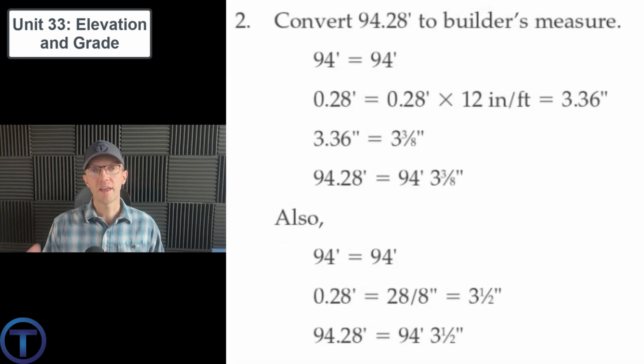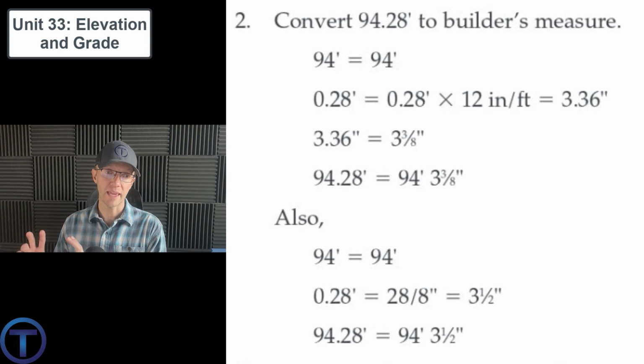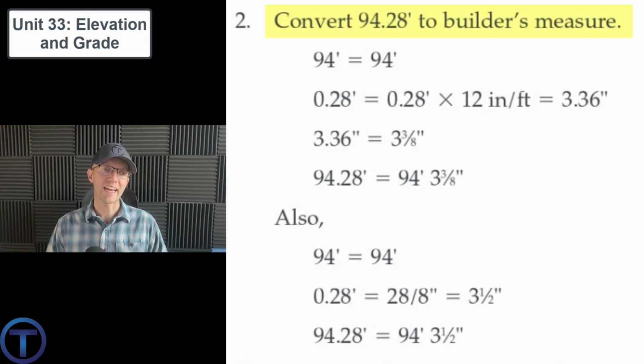All right, let's do another sample problem. This is number 2, and this time we're going to be converting from the engineer measure, and we're going to move that over into builder's measure so that we can use that with our measuring tape. The number they give us here is 94.28 feet. That's all in decimal feet. Let's convert that over. Anytime we do this, we're going to hold our whole feet, right?